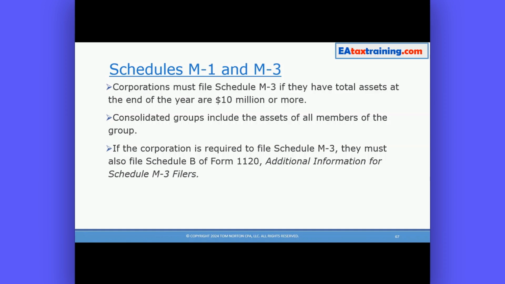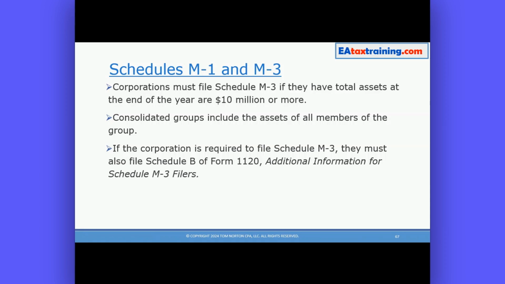With the corporation, it's easier. It's $10 million or more of assets at the end of the year. That is the test. If you had that, you have to file Schedule M3. And when we're looking at total assets, you consider all of the assets if you got a consolidated group. Remember, we treat them as one big taxpayer. So we're going to look at all of their assets to decide whether or not they need to file this Schedule M3.